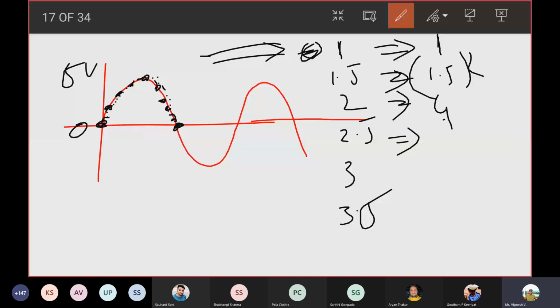I square it. Then what do I do? I add them together and take a mean, which is 1 plus 1.5 whole square plus 4 plus 6.25 plus 9 plus so on and so forth, divided by 10, because 10 is the number of samples I've taken.